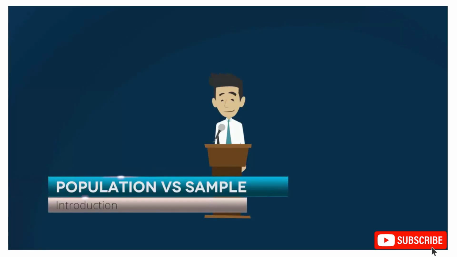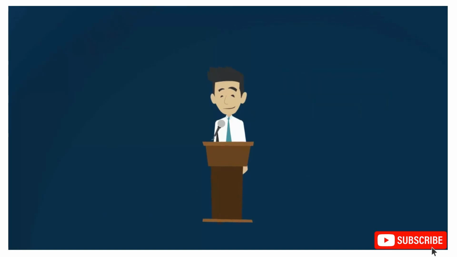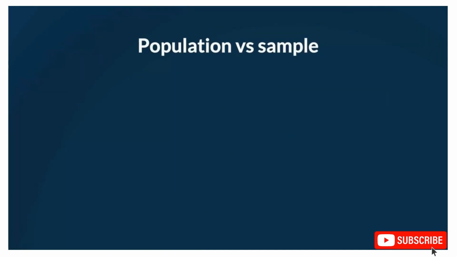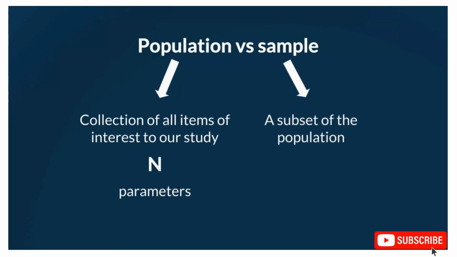Alright, before crunching any numbers and making decisions, we should introduce some key definitions. The first step of every statistical analysis you will perform is to determine whether the data you are dealing with is a population or a sample. A population is the collection of all items of interest to our study and is usually denoted with an uppercase N. The numbers we've obtained when using a population are called parameters. A sample is a subset of the population and is denoted with a lowercase n, and the numbers we've obtained when working with a sample are called statistics. Now you know why the field we are studying is called statistics.